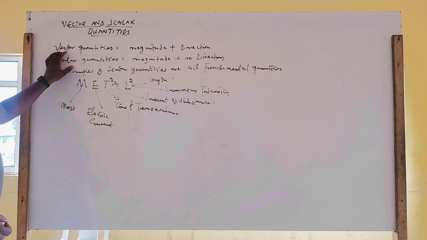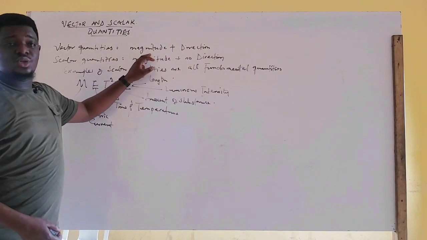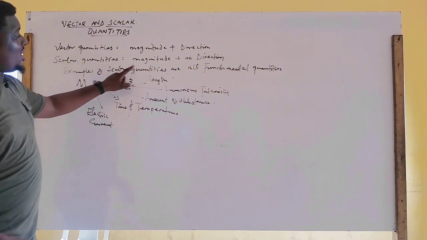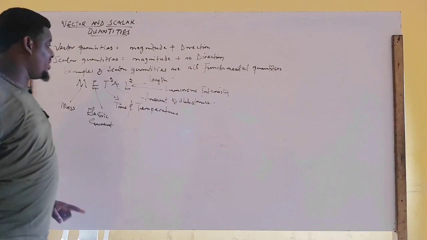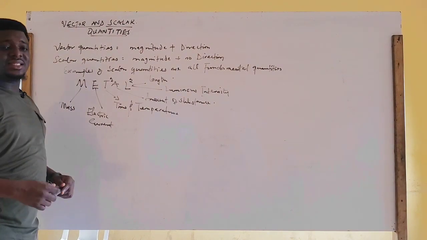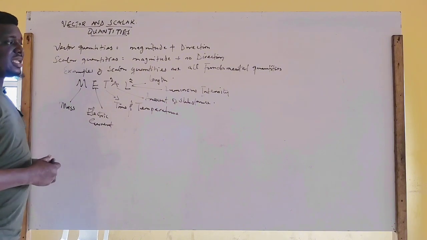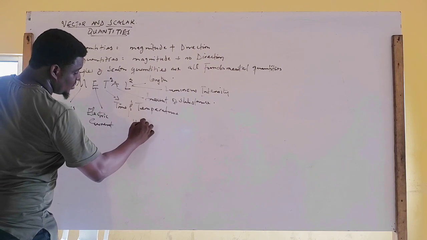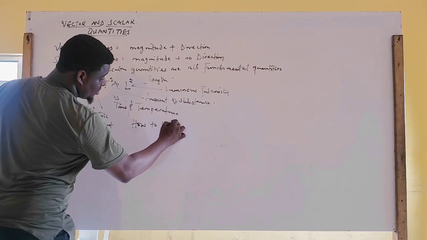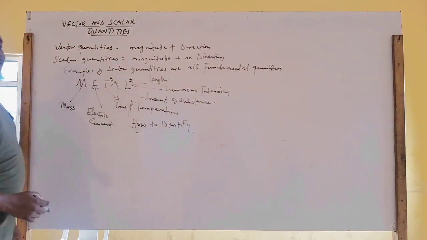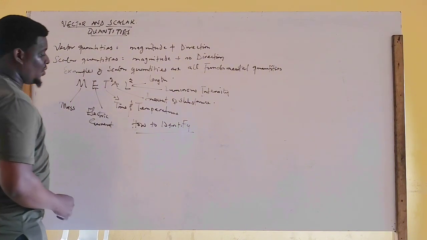Another thing you need to understand is that vector quantities are quantities with magnitude and direction, while scalar quantities are quantities with magnitude but no direction. And these are all examples of fundamental quantities. Now, another way you can actually identify vector and scalar quantities. How to identify scalar and vector quantities.